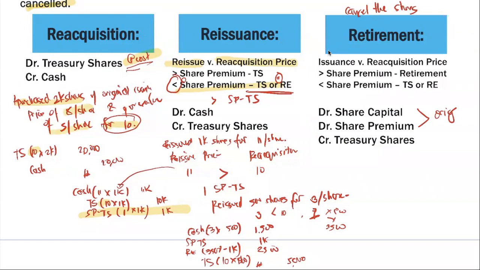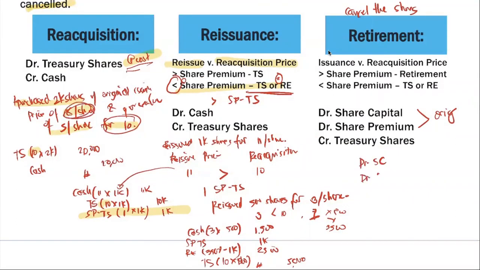So here, take note, the 2,000 shares, which was originally issued, was at 8 per share. Par is 5 per share for 10 pesos. So the original issuance is 8 per share. We need to remove that. So debit, share capital, debit, share premium. Ilan na lang yung natira? Kung 2,000 yung unang shares, nag-reissue tayo ng 1,000, nag-reissue ulit tayo ng 500, ilang shares ang natira? 500 shares. Tatanggalin mo yung par ng 500 shares. 500, the par value is 5 per share, so 2,500.